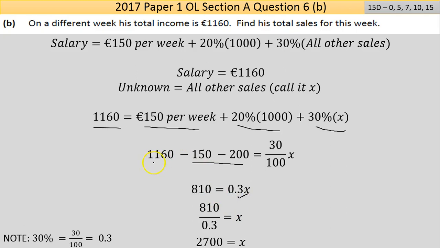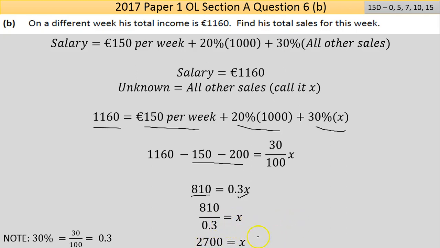Okay, and the 1,160, take away the 150, take away the 200, is where you get this 810 figure. Now, to get the X value, and just finish off the algebra, the 0.3 is multiplying times the X on the right. When it goes across to the left, it becomes the opposite, which is divided. So I end up with this sum here, and that's 810 divided by 0.3, and you end up with his amount of commission in total being 2,700.